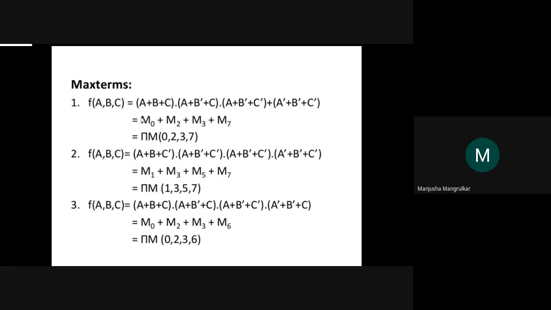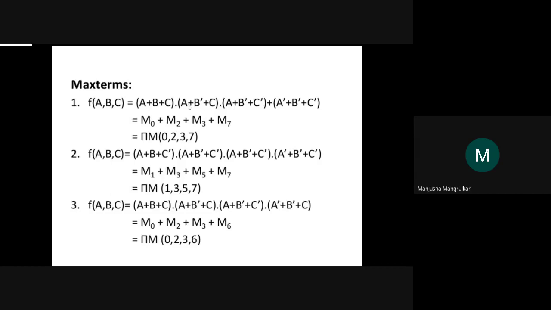Here it is denoted by capital M. In max term, it is a capital M. In min term, it is a small m. Right? If there is a complement, A complement, B complement, C complement, then it is a 0. Here just reverse that. A or B or C, no complement. That is 1, 1, 1, means here it is denoted by 0. Now 0, 0, 1, 0.